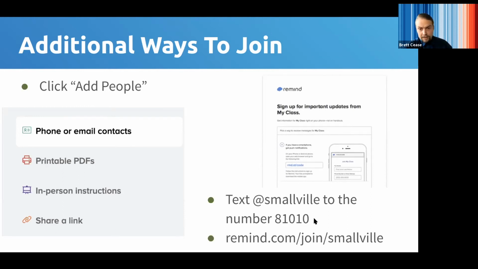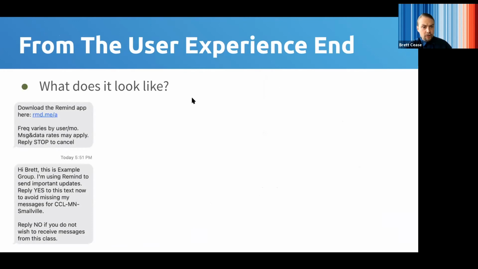There's a quick join for this group text messaging by just entering the number 81010 and then texting at whatever your class code is to join or opt in that way. And you can also send the simple URL anywhere, remind.com/join/your-class-code. So that's the share a link option. From the user experience, what does this look like, right? So you want to know what you're actually asking your volunteers to be subjected to if you're going to use remind.com.